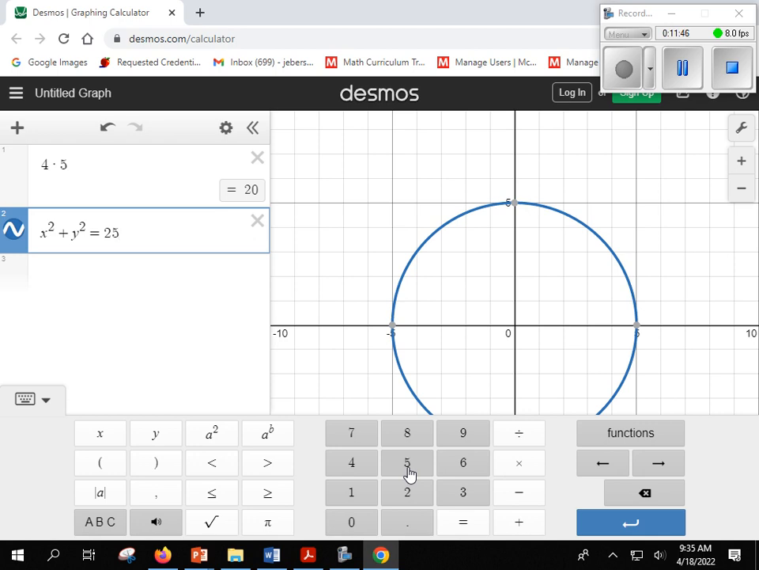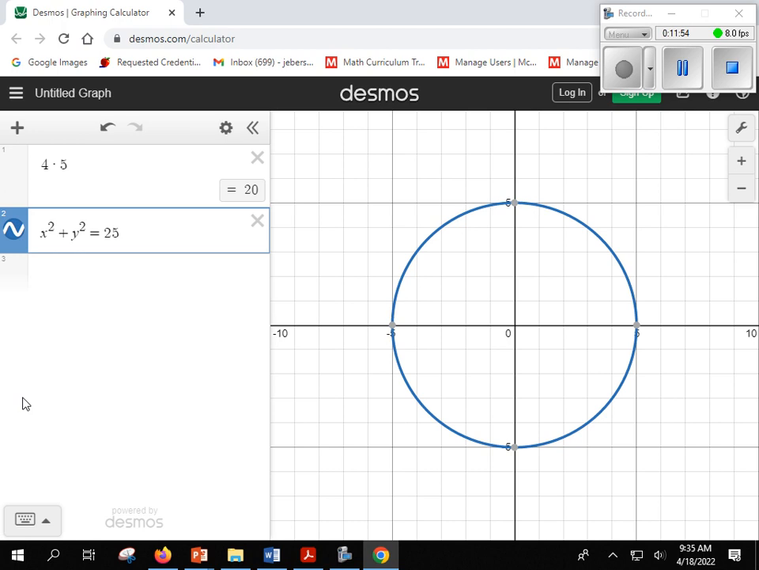So if they tell you, hey, this is a graph of some circle, you could graph it on here. You could figure out what the center point of this circle is. 0, 0, right? And you could figure out what the radius is here. 5. So you could graph all that yourself.